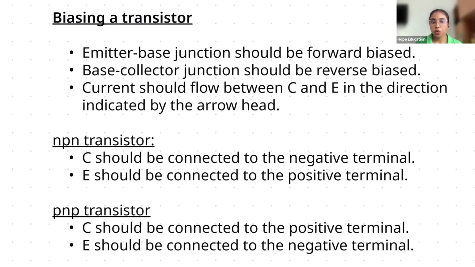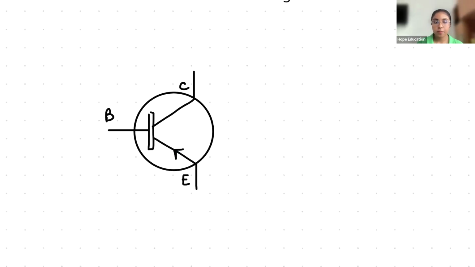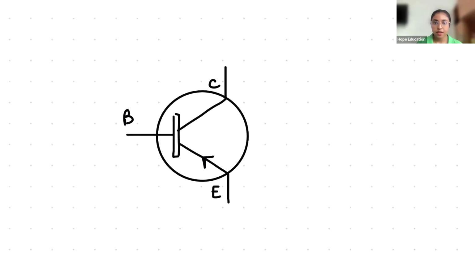Current should flow between C and E in the direction indicated by the arrowhead. Current should flow between C and E in the direction of the arrowhead. Okay. So let's look at our PNP transistor. How C and E should be connected.